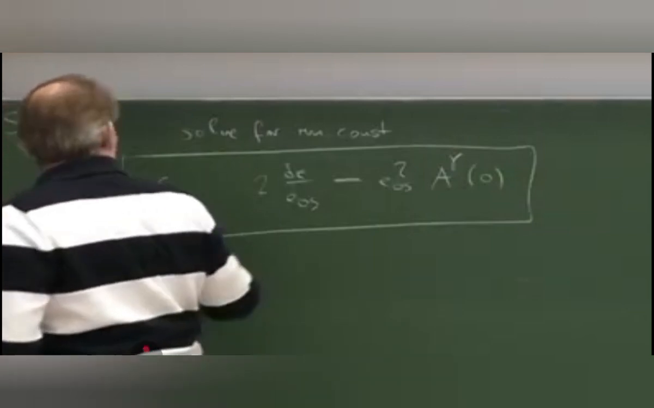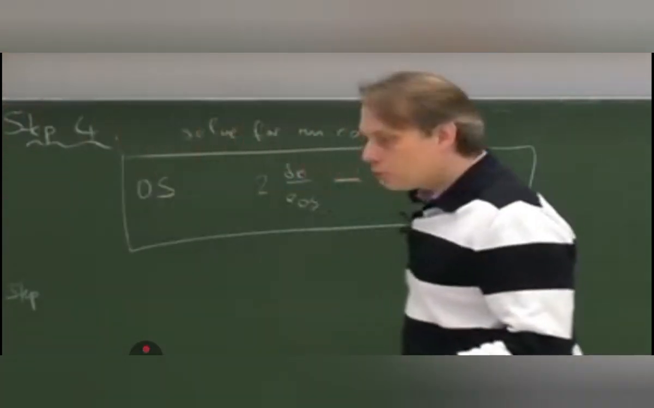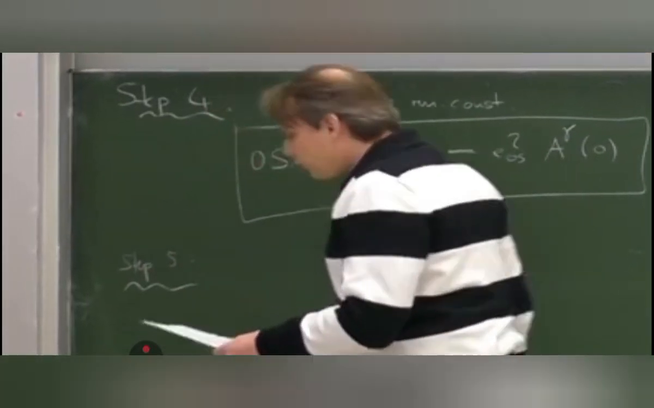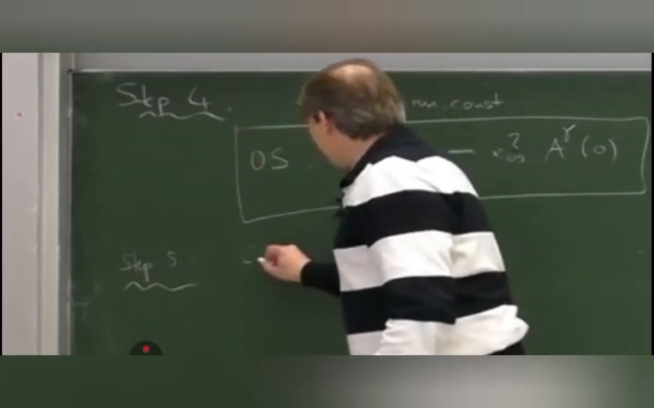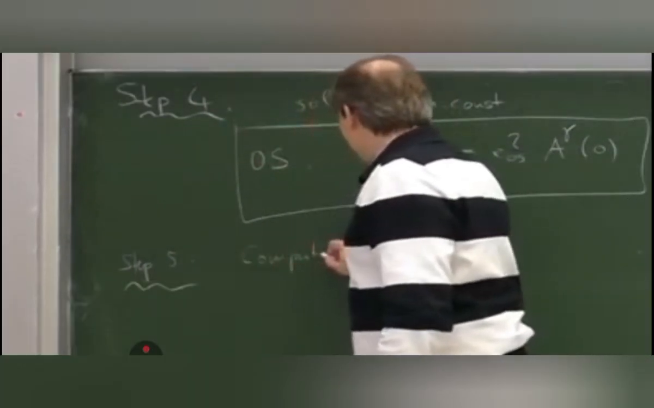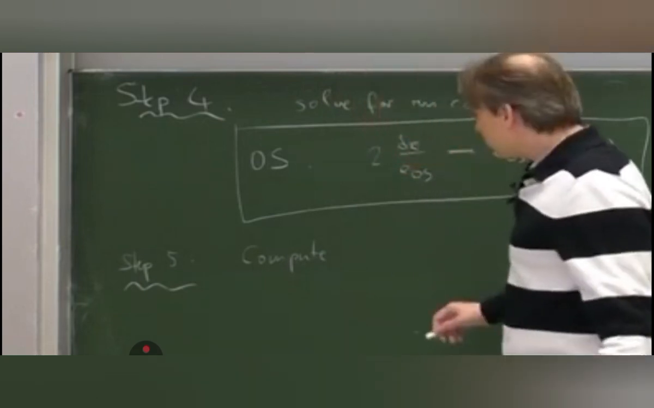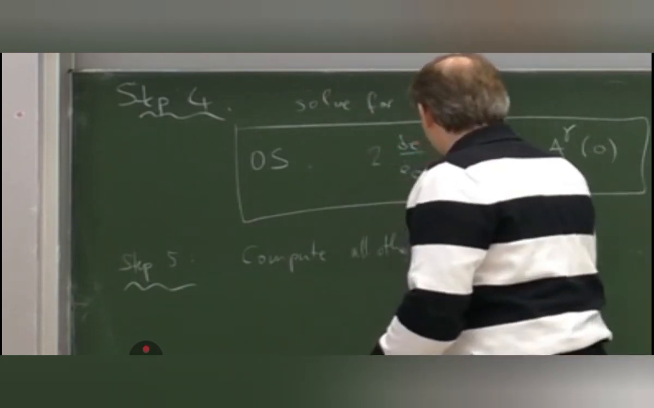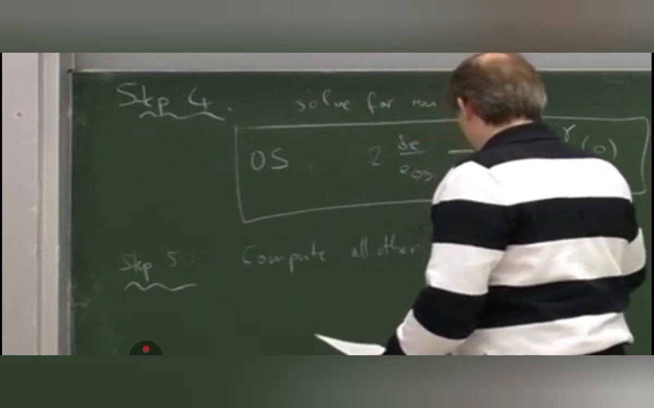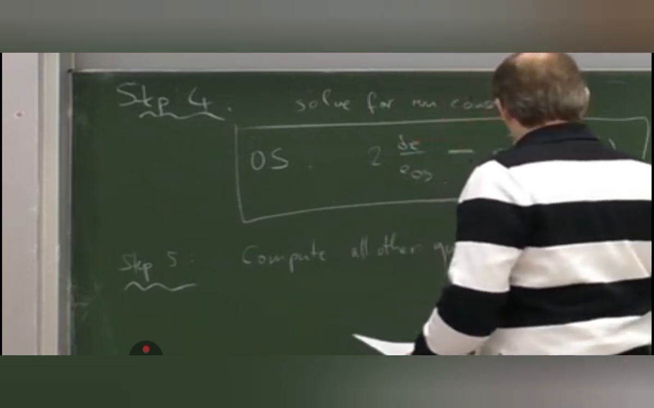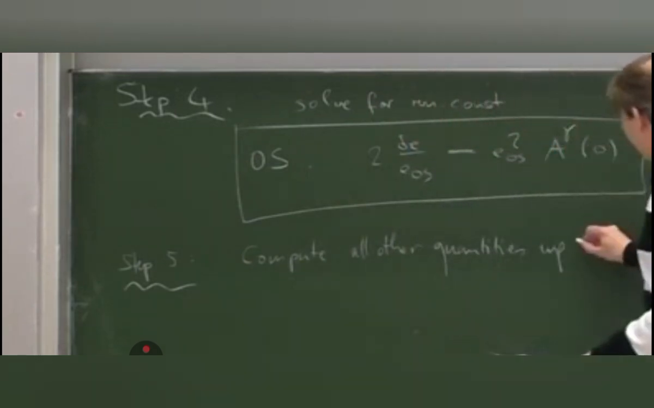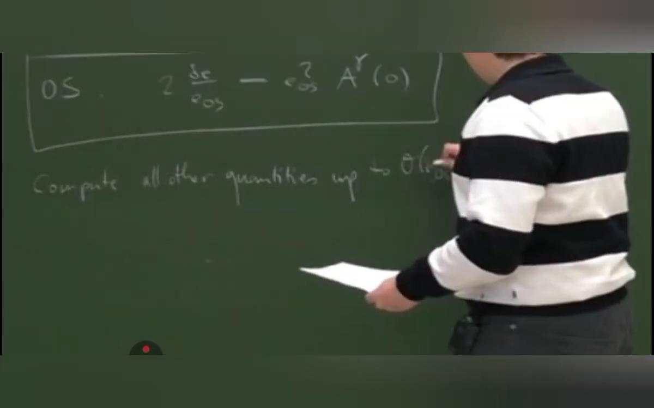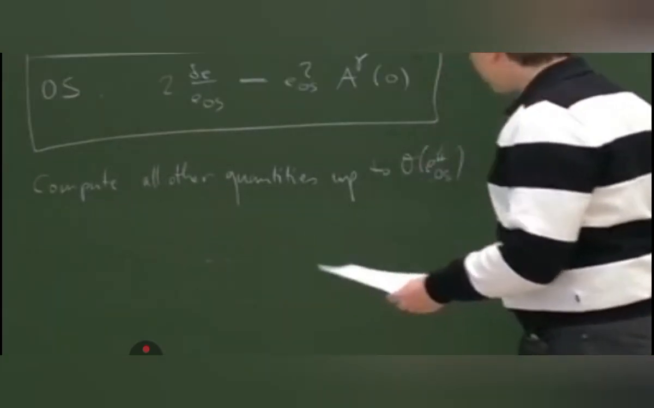And this formula is obviously specific to the chosen renormalization scheme. Step 5. Now we can compute everything. We can compute all quantities that we are interested in, compute all other quantities. And in perturbation theory, we go up to order e renormalized, in other words, e on shell, to the 4th power.